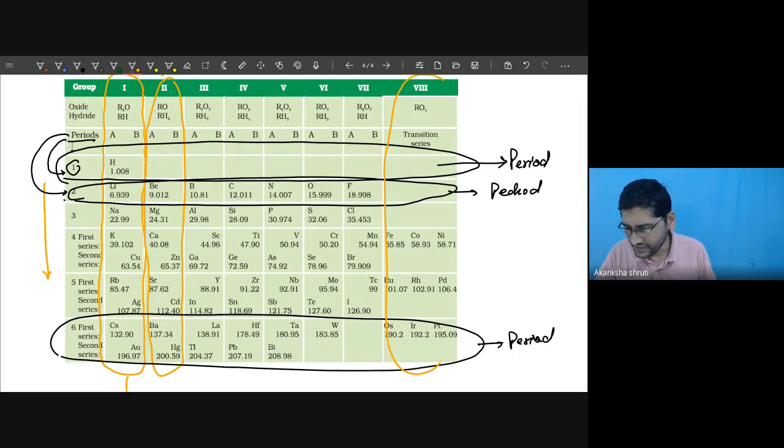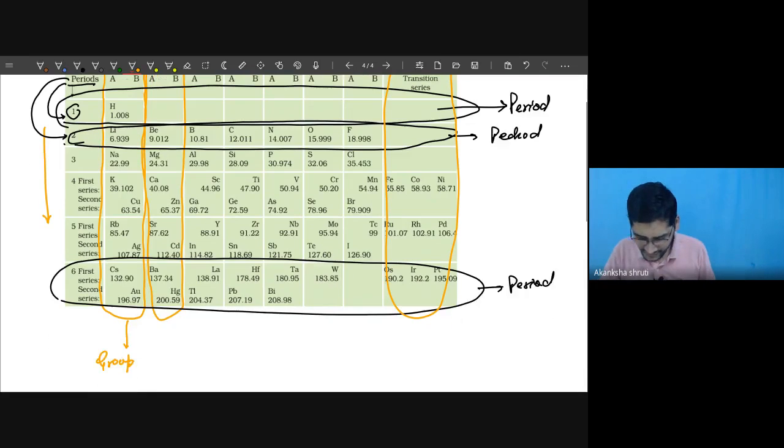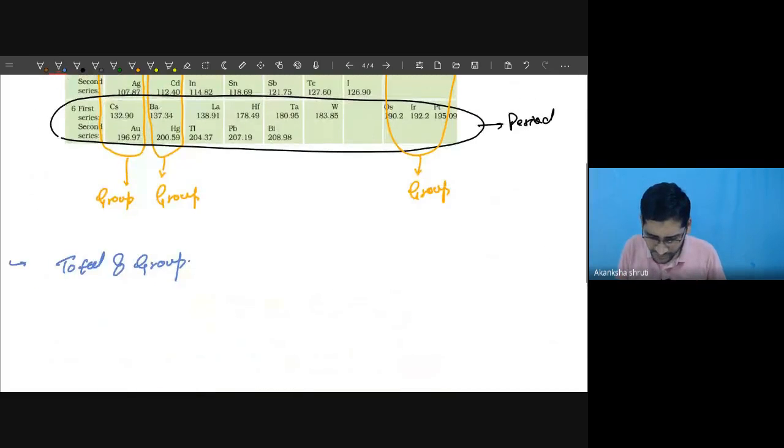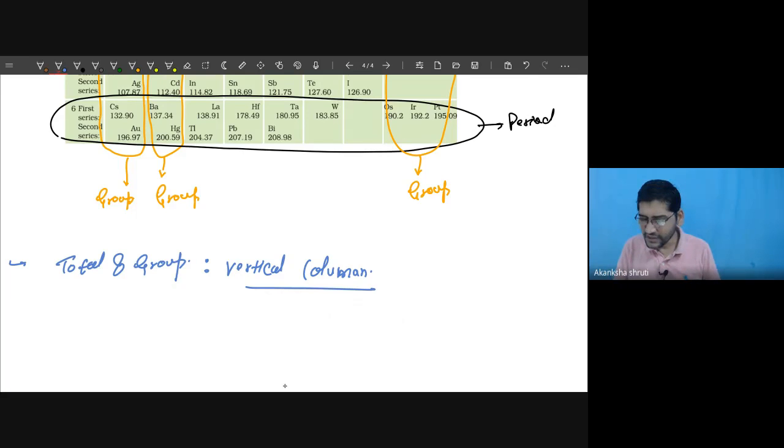If you are coming to this, it was the last one. So this was also a group. So this way counting, the group means you have to count the vertical column. So write this. This group, these are the vertical column. So vertical columns were called as group.